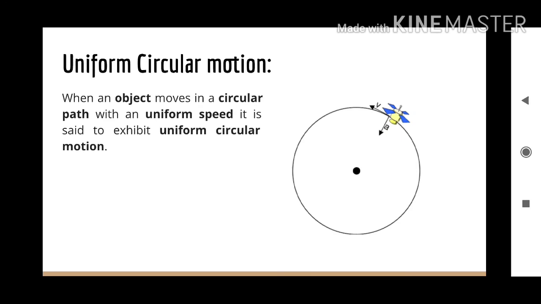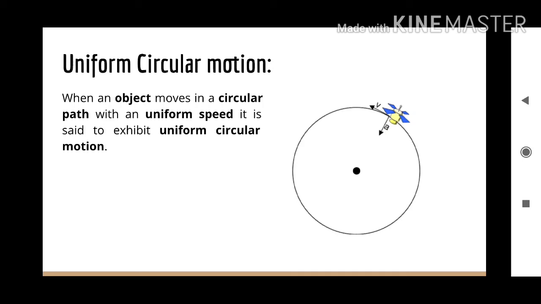When an object moves in a circular path, here look here, the satellite, it is moving in a circular path. So when an object moves in a circular path with a uniform speed, it is said to exhibit uniform circular motion. Whenever an object tracing a circular path has a uniform speed, we say that it is exhibiting uniform circular motion. Also you can look here, there are two arrow marks pointing out from this satellite. One arrow mark says V, and the other arrow mark, which is pointing towards the center, has the notation A.